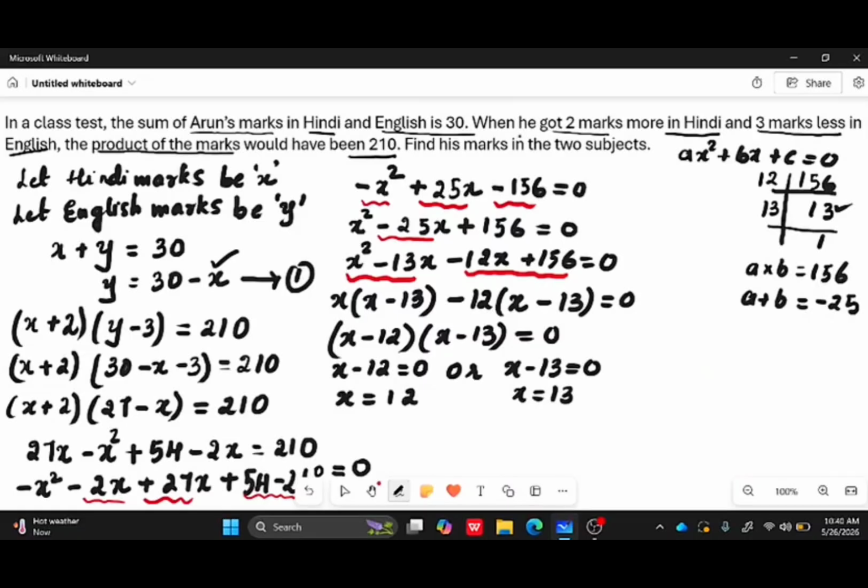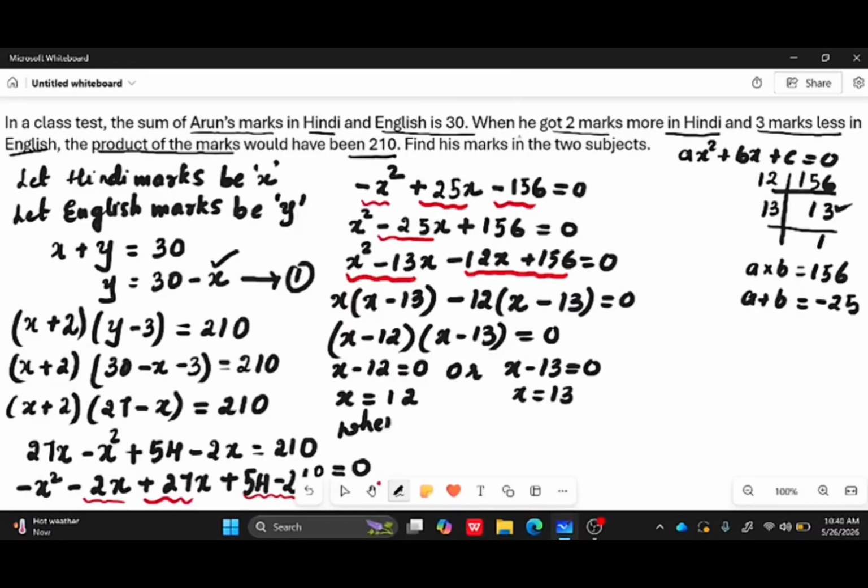If the marks of Hindi is 12, so what will be the marks for English? If Hindi marks is 13, what will be the English marks? So there are two cases. So the mark can be either 12 in Hindi or 13. So there are two cases here.